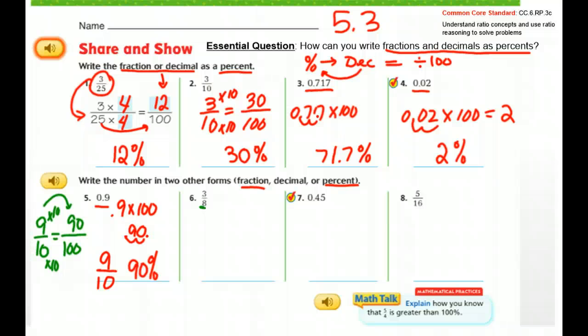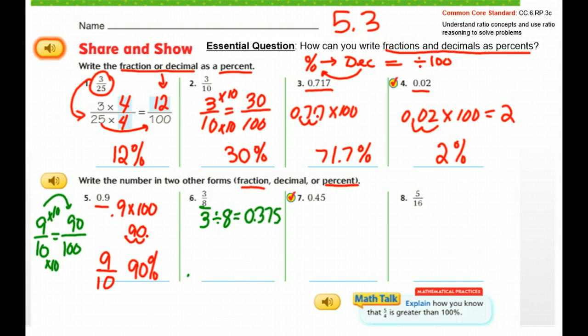If I'm going to take and change 3/8 into a decimal, what I'm actually going to do in my calculator is take 3 and divide it by 8. When I get that into the calculator, I'm going to notice that I get an answer of 0.375.